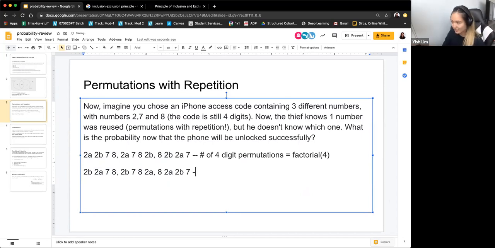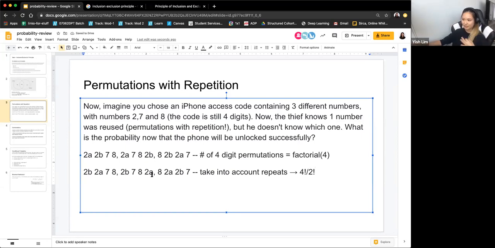So because of that, we want to take into account the repeats. And so we want to take 4 factorial and divide it by 2, because we double counted. More specifically, it should be 2 factorial.